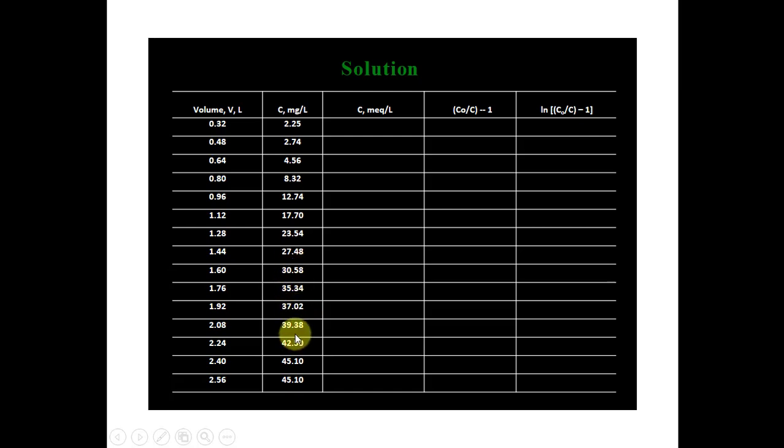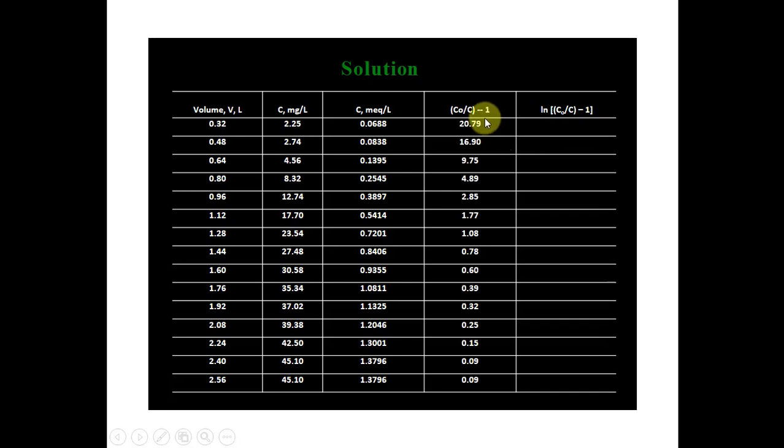So from this column we can convert to milliequivalent per liter. We convert the milligram per liter to milliequivalent per liter, and we should know how to do it using the molecular weight of the zinc over the valence of the zinc, which is 2. So we can produce the column for each concentration. We can have the second column, which is the C in terms of milliequivalent per liter, and then the third column, the fourth column, which is the C naught over C minus 1, in order to have the final one that will be plotted.